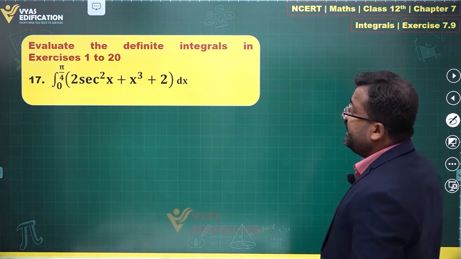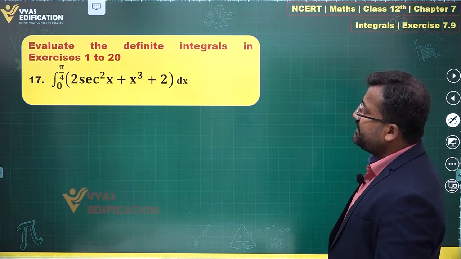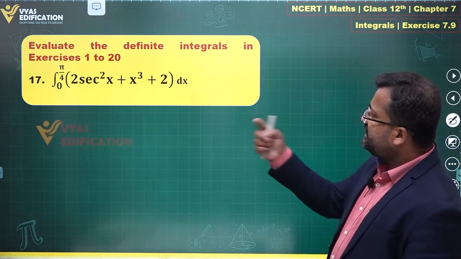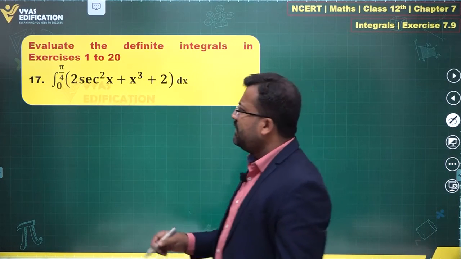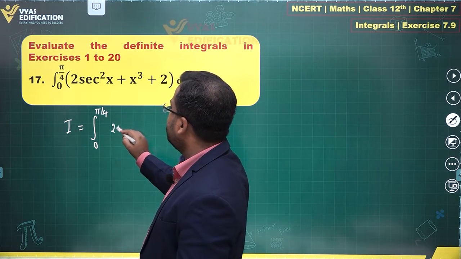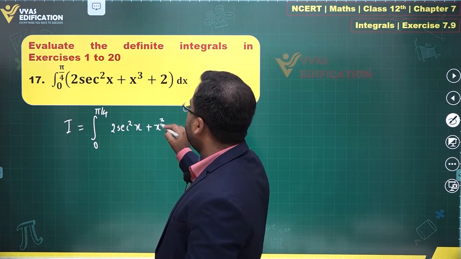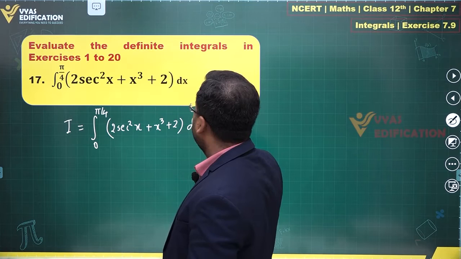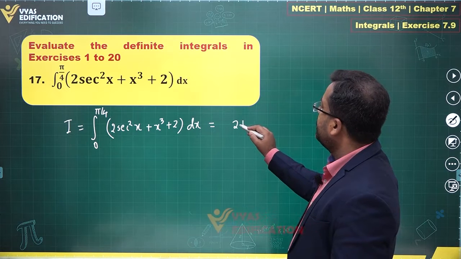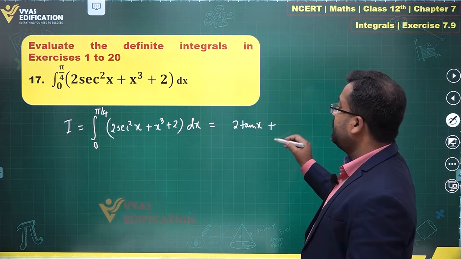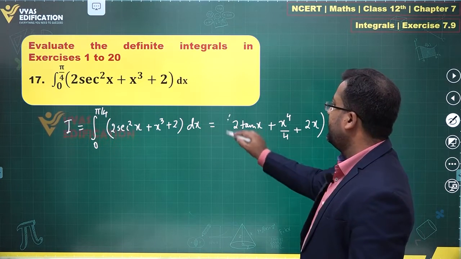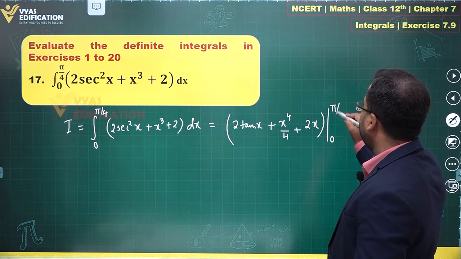The 17th question has the integral of 2 sec square x plus x power 3 plus 2 from 0 to pi by 4. How do we integrate this? Integral of sec square x is pretty simple, x cube is also simple, 2 is also simple. Sec square x is the derivative of tan x. So this becomes 2 tan x plus x power 4 upon 4 plus 2x, and we integrate from 0 to pi by 4.